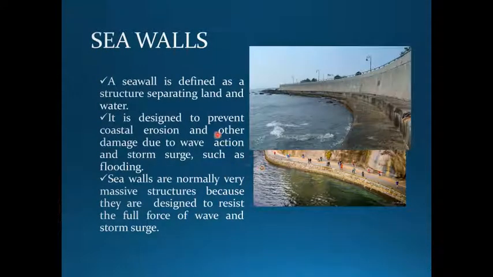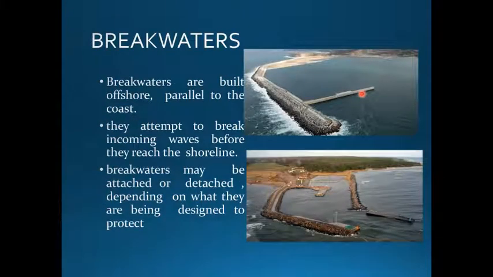Seawall. A seawall is a structure which separates the land and the water. It is designed to prevent coastal erosion and other damages due to wave action and storm surge, such as flooding. Seawalls are normally massive structures because they are designed to resist the full force of the waves and storm.